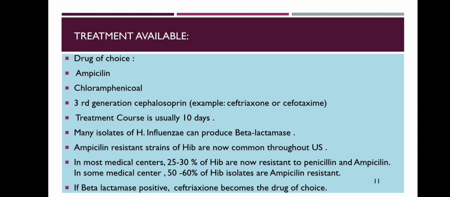Ampicillin resistant strains of HIB are now common throughout the US. In most medical centers, 25 to 30% of HIB are now resistant to penicillin and ampicillin. In some medical centers, 50 to 60% of HIB isolates are ampicillin resistant. If beta-lactamase positive, cefotaxime becomes the drug of choice.